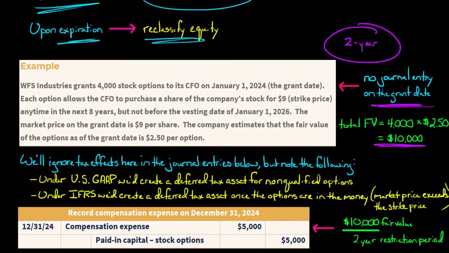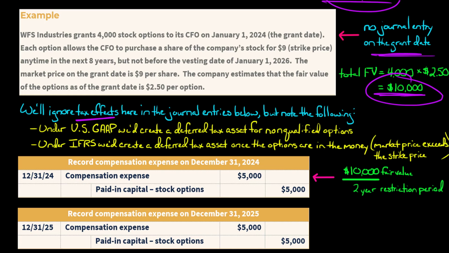Okay. Now, I'm going to give you the journal entries here. But first, I want to say to make things simple, I'm going to ignore tax effects in these journal entries. So I'm just going to have a simple scenario where it's $10,000 fair value of the options, 2-year restriction period. So the company's going to debit compensation expense and credit this equity account, paid in capital stock options, and they're going to do that twice, right? Because it's a 2-year restriction period. So at the end of year 1, they make this journal entry. End of year 2, they make that journal entry. And of course, compensation expense is going to reduce the company's profit on its income statement.